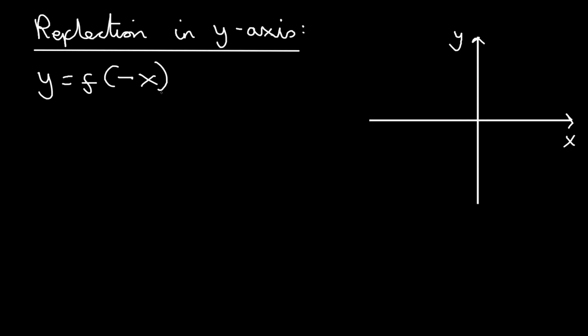Now let's look at reflections in the y-axis. This one can be quite intuitive. If you imagine you have f of x, but all of your x coordinates are flipped. So if you have, let's say, a line, then every x coordinate gets flipped to the wrong side. So this piece gets flipped to about here. This piece gets flipped to about here.